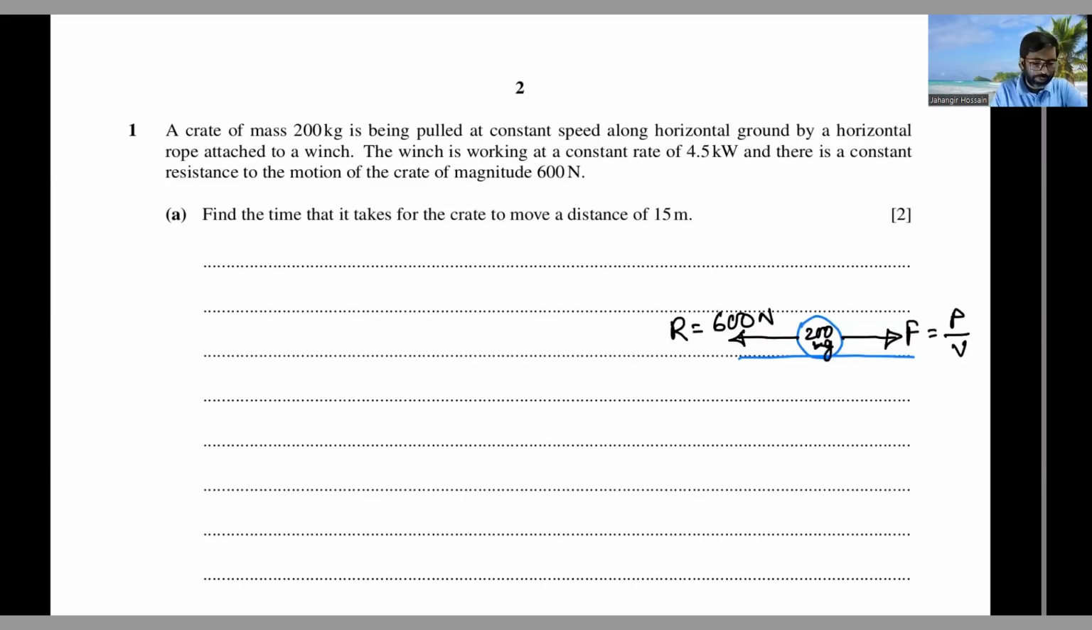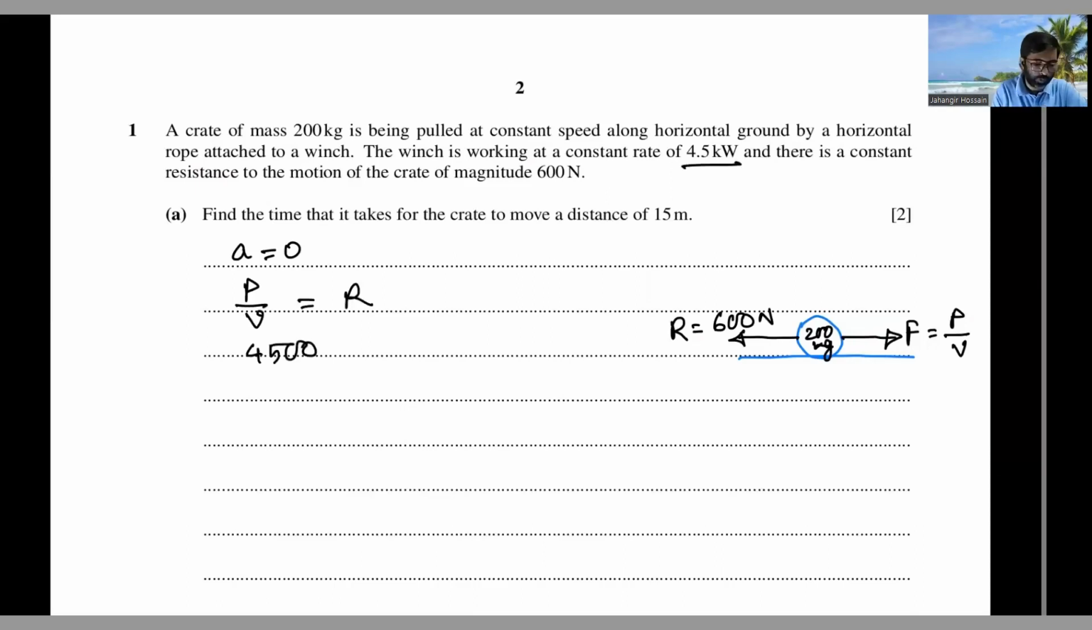Now find the time it takes for the crate to move a distance of 15 meters. And you know it is moving with constant speed. So you have to calculate the time. Now first, let's find the V. Acceleration is zero because it is moving at constant speed. So P by V equals R. P is 4,500. That's the power.